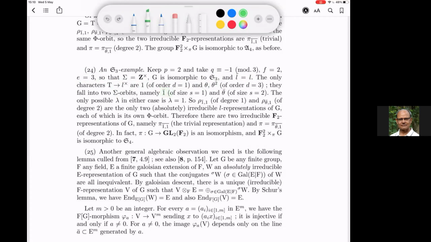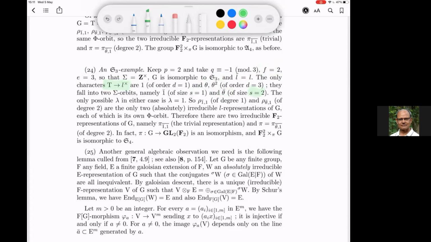Why are they in the same orbit? So this theta bar consists of theta and theta squared. That's because this L, yeah, L exactly. L is a degree 2 extension of K, and the Galois conjugation is given by raising to the power 2, right? So theta and theta squared are conjugate under the action of sigma, right? Okay, so they give you this orbit theta bar, and of course the size of this orbit is 2.